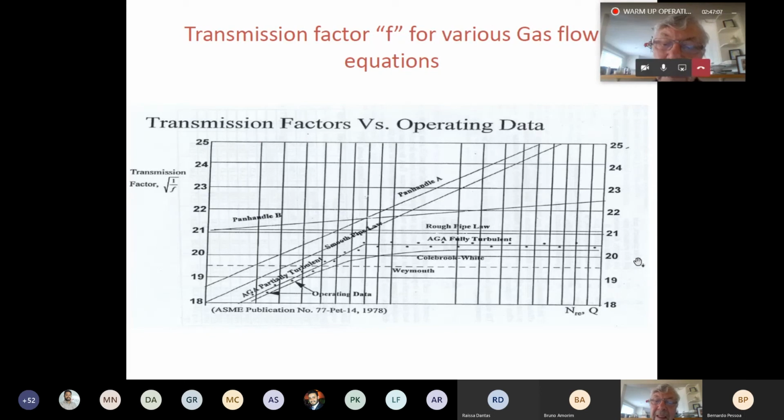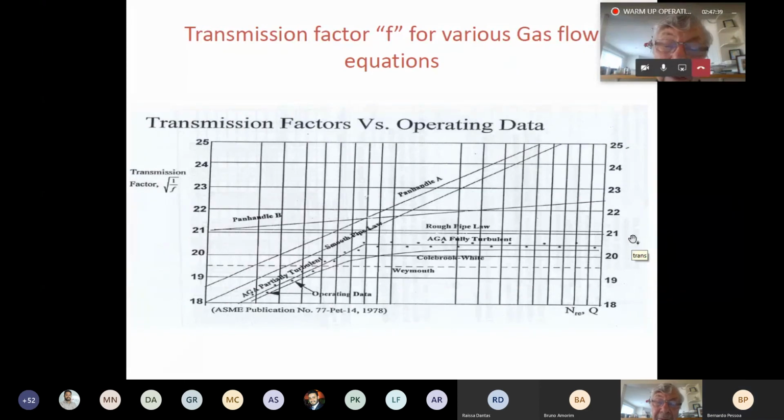And so if you took the combination of both of them, you start finding the type of curve that's showing as the AGA partially turbulent equation and the AGA fully turbulent equation. So the AGA partially turbulent, it's increasing from 18 up to about 20.5, and then it remains even at that number as you go into the fully turbulent zone. So people use that equation very often, or they'll use a variation of it, and that's the Colebrook-White.